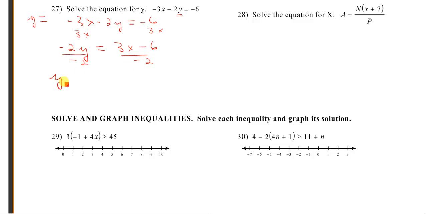So I will have y is equal to, now this negative 3x is going to be all over a negative 2. So that would be a minus 3 halves x. And this minus 6 and minus 2 would also be together as a fraction. That would be a plus 3. Negative 6 divided by 2 is plus 3.